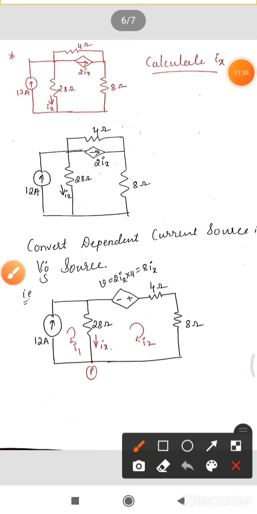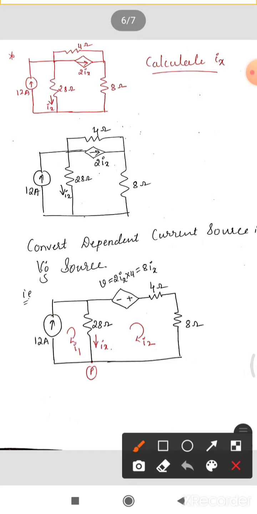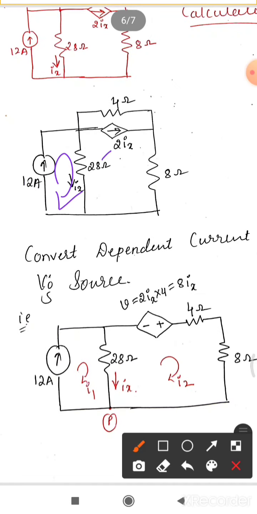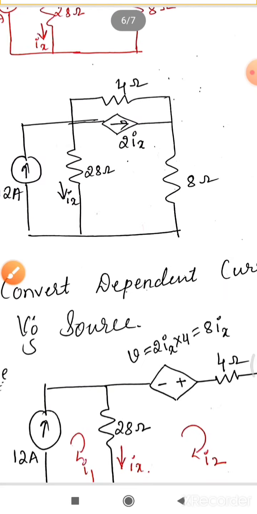What we have to do is, don't alter that. The simple thing is, you have 3 loops now. Observe, first loop, second loop, and third loop, right? In the first loop you have an independent current source, so directly you can take I1 is equal to 12 ampere.